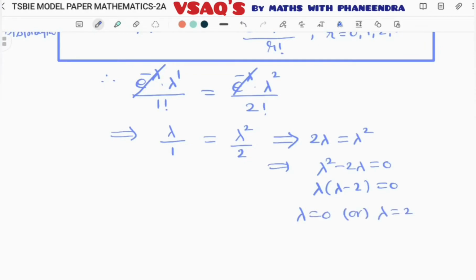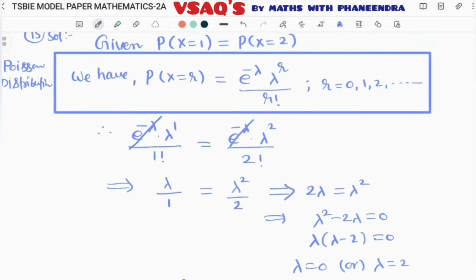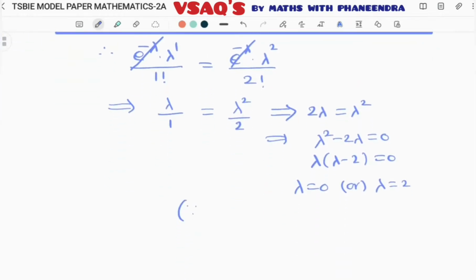So here you observe that, dear students, lambda should be greater than 0. In this case, lambda is always greater than 0. So since lambda is greater than 0, lambda equal to 0 is not possible. So what should be possible? Alternatively, lambda is equal to 2. So therefore, lambda is equal to 2, we decided that.